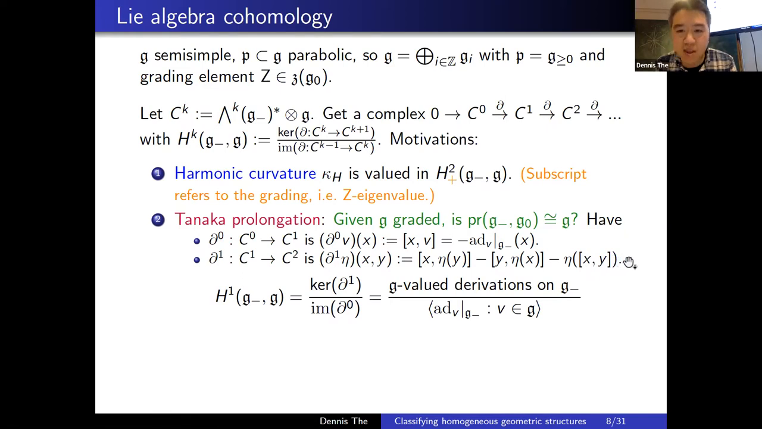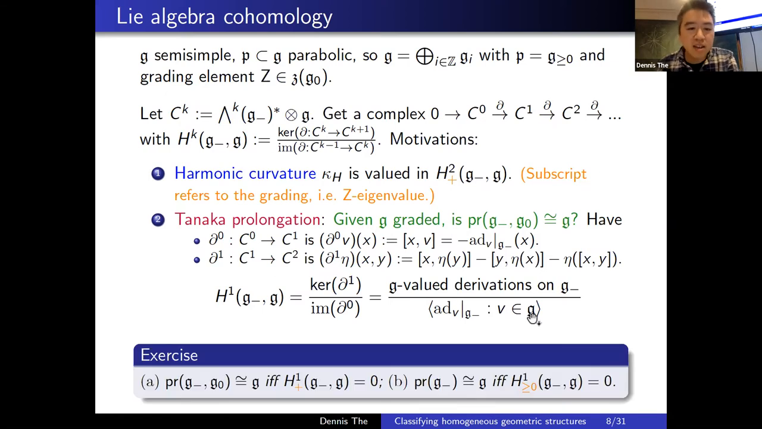When I set this to be equal to zero, this becomes just the condition for eta being a derivation on G minus. Not quite the derivation that you might be used to, because the output of this eta is valued in general in G and not G minus. So these are called G-valued derivations on G minus. The image on the bottom is the span of these adjoint maps here.